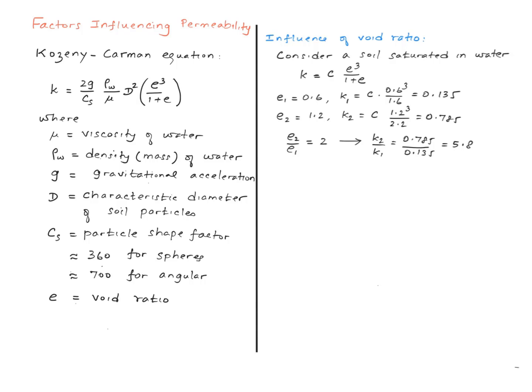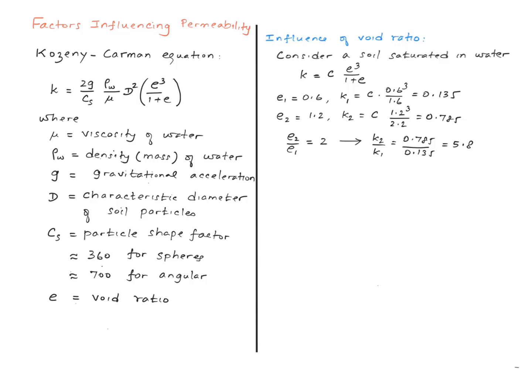Let's say we have a soil saturated in water. I can pack the soil in two different void ratios, right? So to see the influence of the void ratio, I'm going to write the equation in this form. I'm going to lump all of these factors into a constant called C and then leave the term involving void ratio as is. And here I am calculating the value of K1 at two different void ratios, 0.6 and 1.2, and I got these values. So when e2 over e1 is 2, k2 over k1 works out to be 5.8.